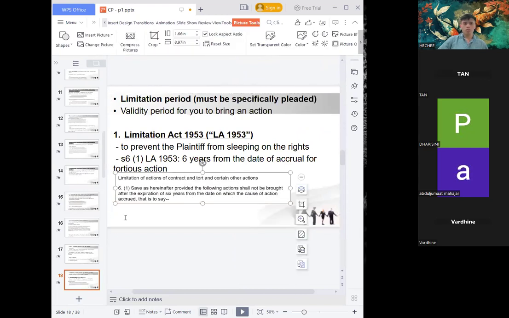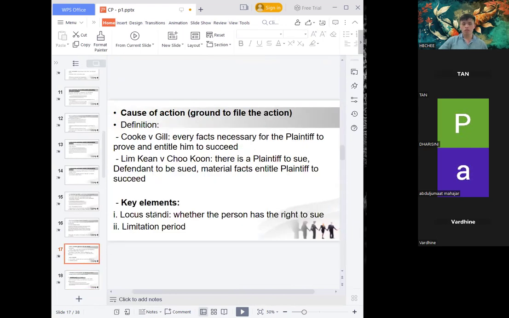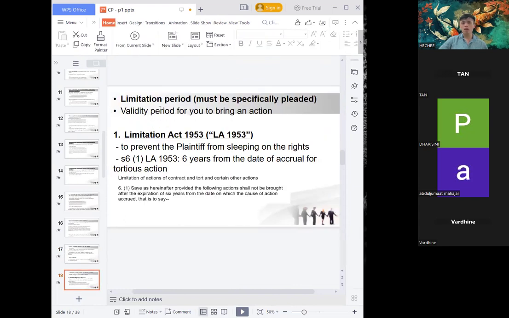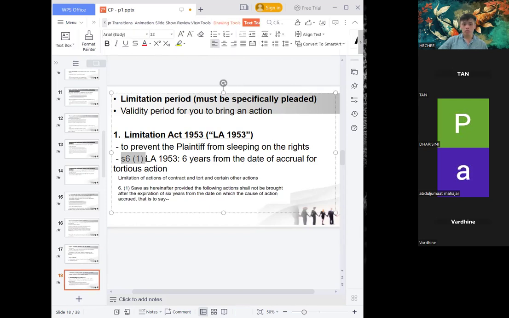Okay, so what is covered under cause of action? The first thing is locus standi, whether the person has the right to sue or to be sued. The second thing is the limitation period. In every single action, you will see the limitation period, because this is to make sure that your action is still valid. As you can see, from Section 6 sub 1 of the Limitation Act 1953, it is 6 years from the date of accrual for a tortious action. I am sure that in your general paper, you have all been touching on CLA quite commonly, right?